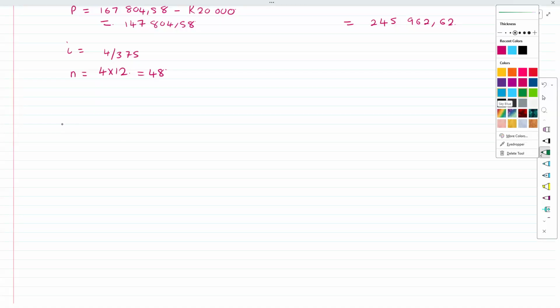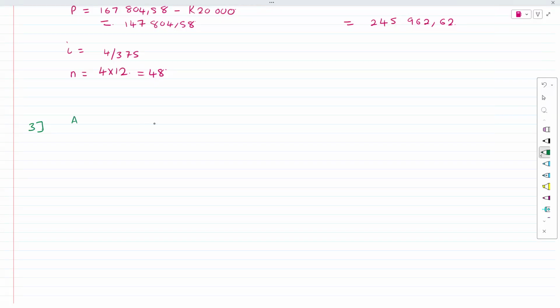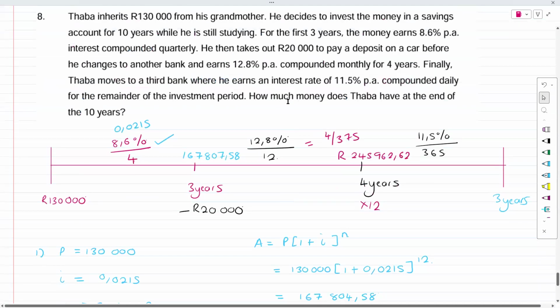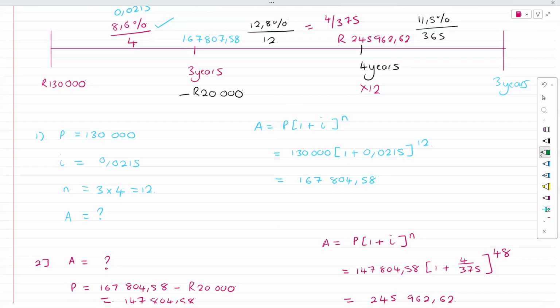If we go with question 3, that's A, that's P, that's I, that's N, and P would be 245,962.60. A is unknown. The N I know is 3 years. I just can't remember the compounding period. Realistically, I think it was daily, if I'm not mistaken. It was daily.